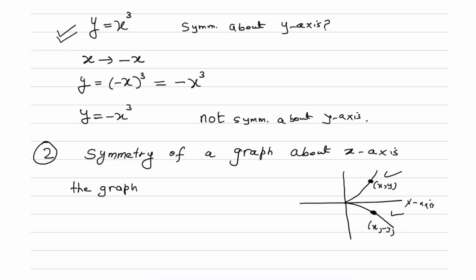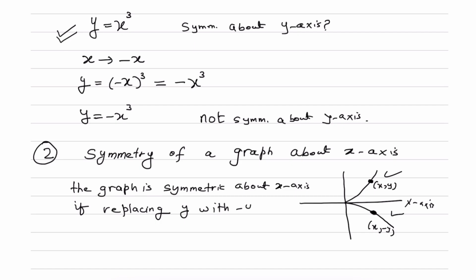Or in another way, we'll say that the graph is symmetric about x-axis if replacing y with minus y keeps the graph unchanged.